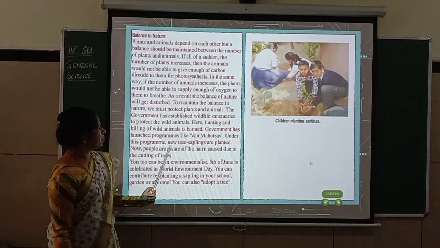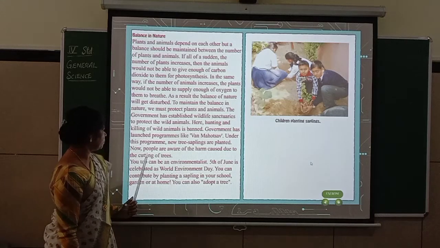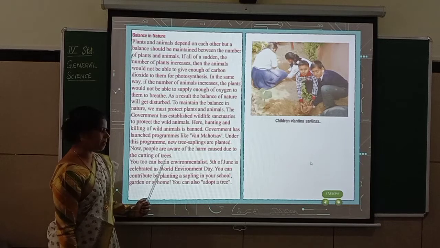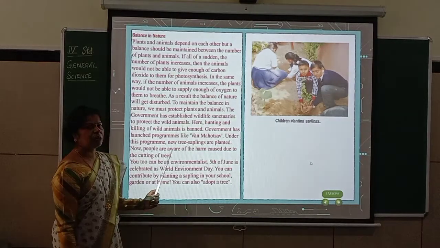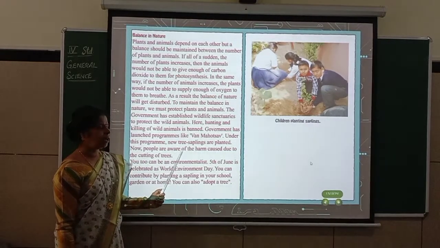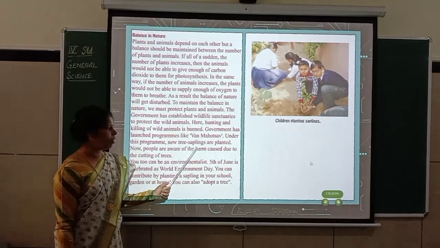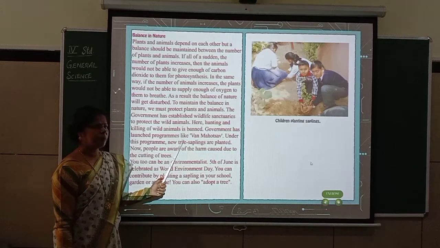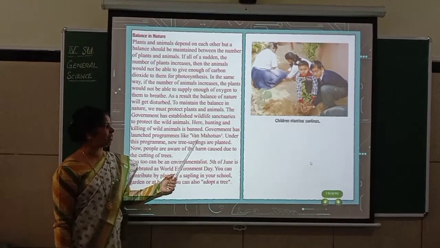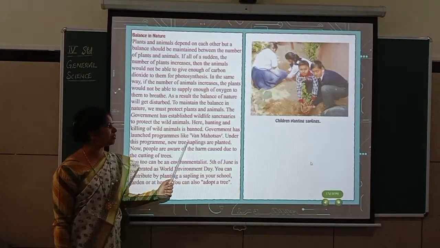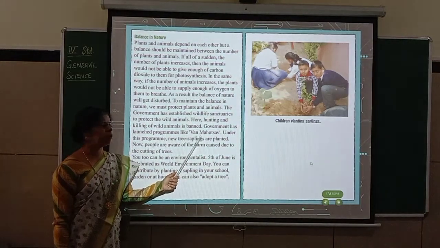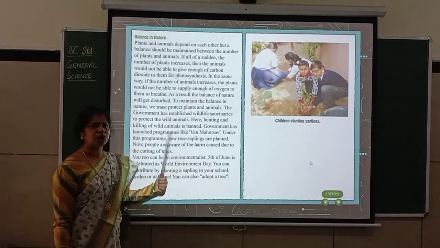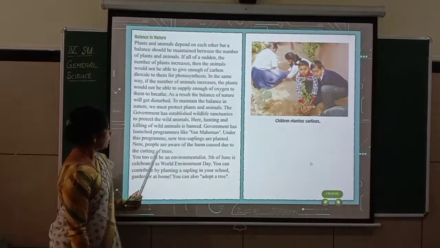So the government has launched programs like Vana Mahotsav. Under this program, new tree saplings are planted. Now people are aware of the harm caused due to the cutting of trees. Cutting of trees will lead to deforestation, which leads to global warming. So all that has to be controlled. For that reason, the government itself has made it mandatory to do Vana Mahotsav. What is Vana Mahotsav? Planting of new saplings, trees, so that the number of plants will go on increasing.